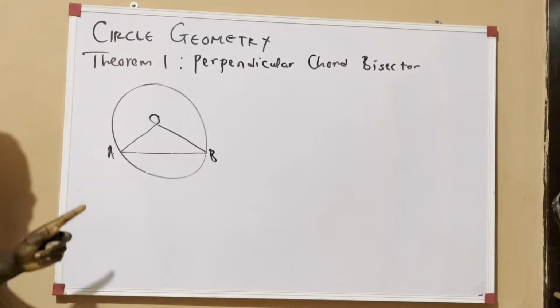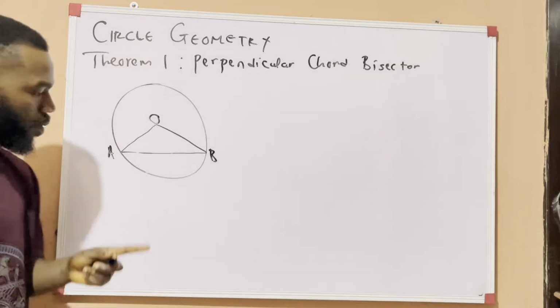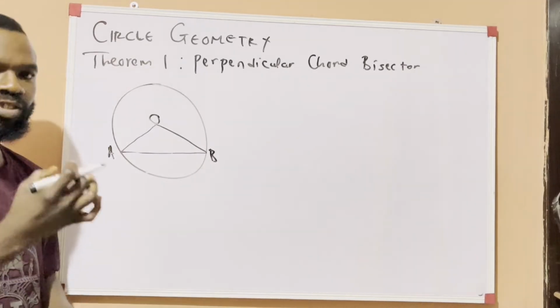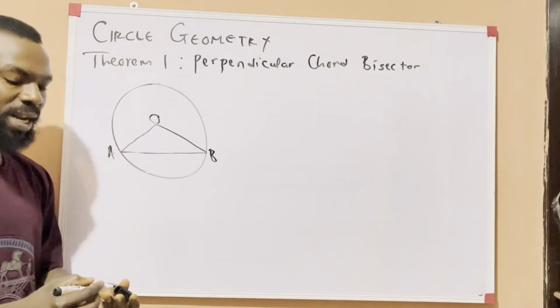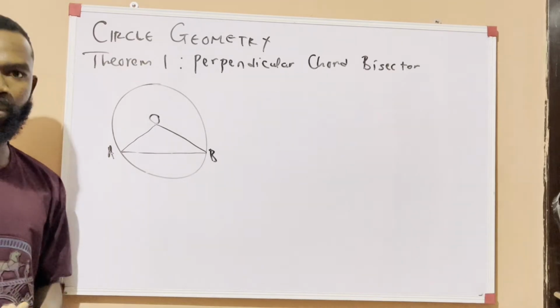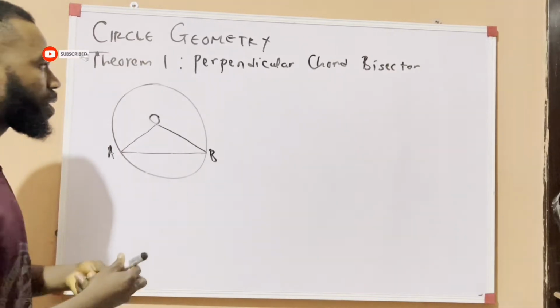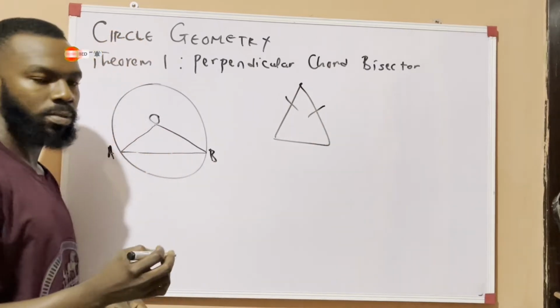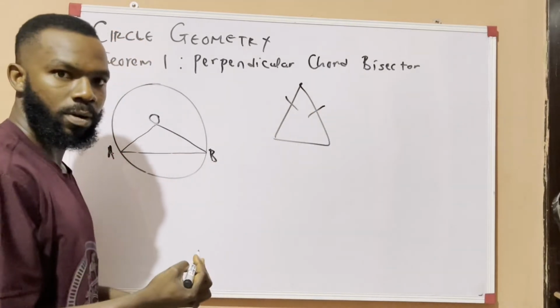Now, what you can see is that AOB is an isosceles triangle. Most of us don't know what an isosceles triangle means. An isosceles triangle is a triangle that has two sides equal.